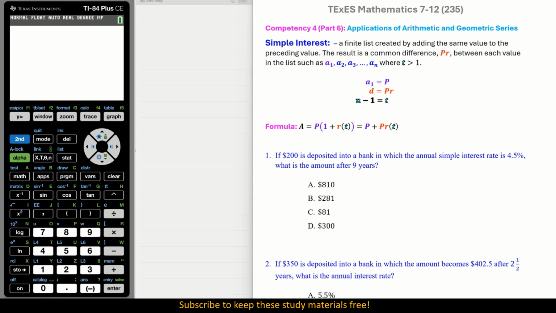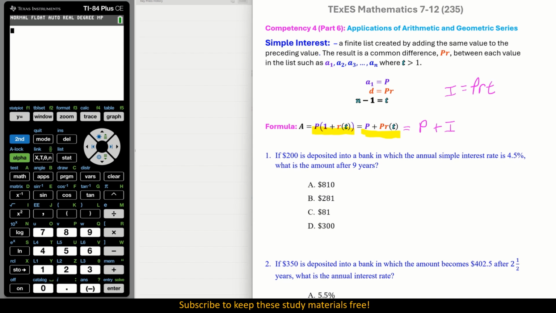Okay, for the first two problems, we're going to work with simple interest. We have two versions of the formula that we can use. My favorite is P plus PRT, and the reason I like that is it's the same as saying principal plus interest, because interest is equal to PRT. It's just easier for me to remember. You can use the other formula. It's up to you how you remember it and what you want to use.